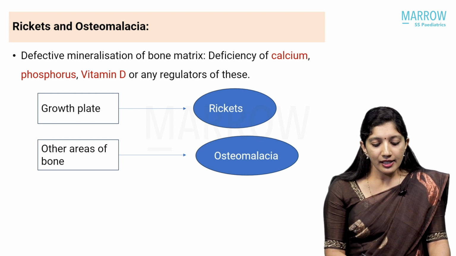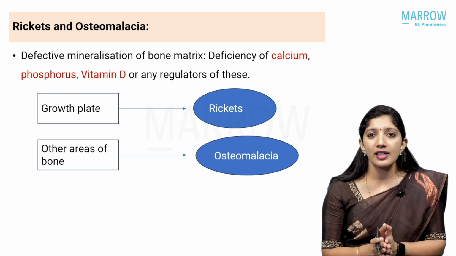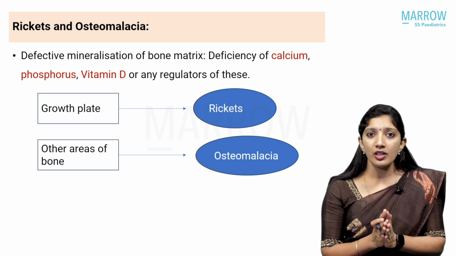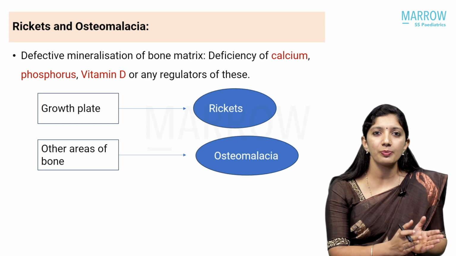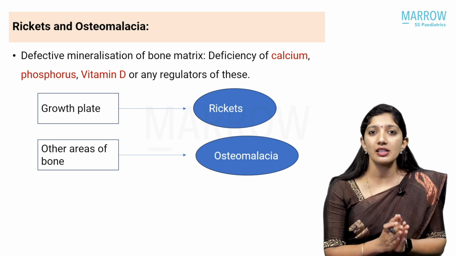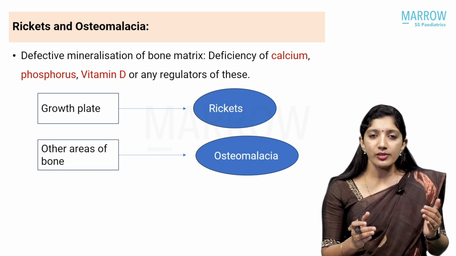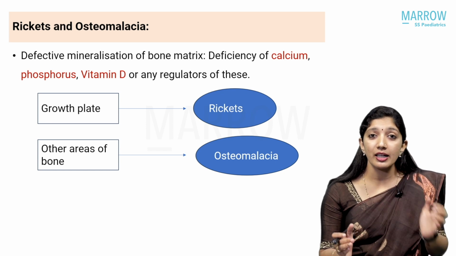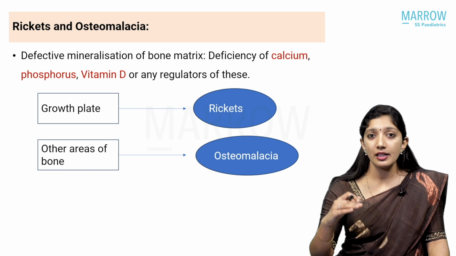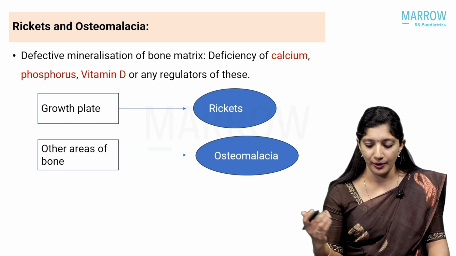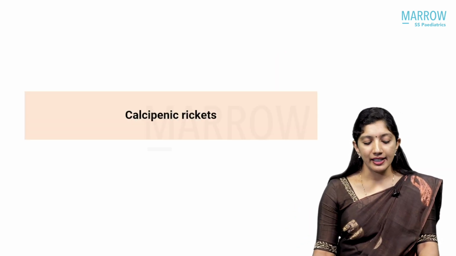So when this defective mineralization occurs in a bone which is pre-pubertal, that is, till the puberty is complete or the growth plate is open, it causes rickets. Whereas osteomalacia means defective mineralization that affects later also. That is affecting the mineralization of the lamellar bone. So we move on to calcipenic rickets.